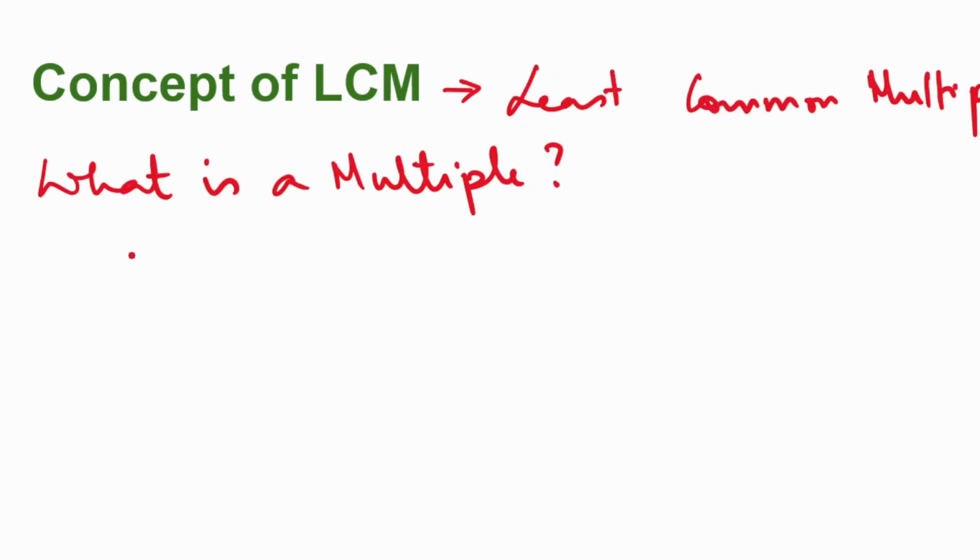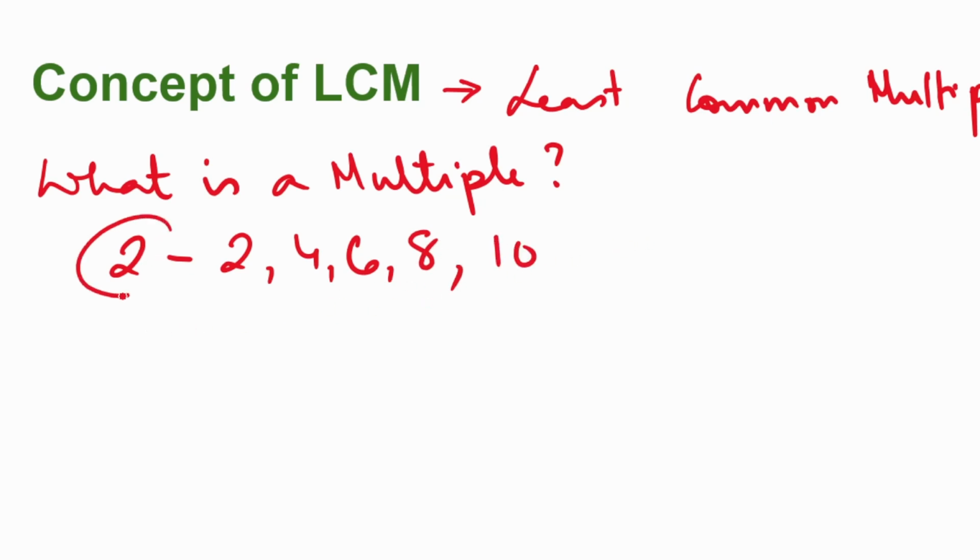So let's understand this by understanding the concept of LCM. This breaks down into 3 words: least, common, and multiple. First, let's understand what is a multiple. If we have a number, let's say 2, then anything which comes in the table of 2, that is 2 1s are 2, 2 2s are 4, 2 3s are 6, 2 4s are 8, 2 5s are 10. These are all multiples. So 2 is called a factor and all these are multiples.